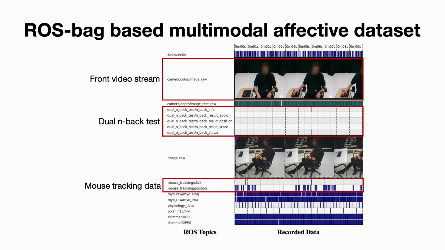We utilized the working memory part of the ROS-bag affective dataset, which recorded participant movements during the dual n-back game. We retrieved the ROS topics for the front facial video, back, and mouse tracking data for analysis because our interest was to find relationships among behavior types.